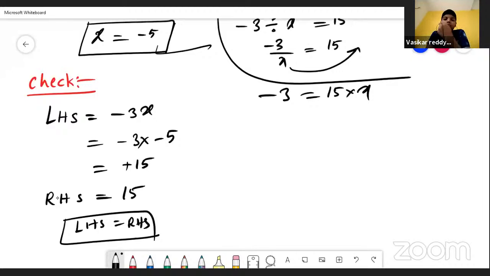Okay, children. Sir, please tell me once again this problem. Yes, this is plus 15 and this is also plus 15. If there is no symbol, it means it is a plus symbol only. Sir, time up.